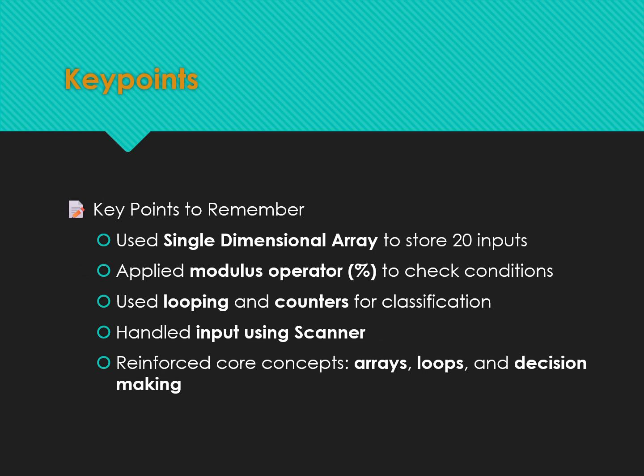Let's go over the key points we've covered in this program. First, we used a single-dimensional array to store 20 numbers entered by the user. We used the modulus operator, that's the percentage sign, to check if numbers were even or divisible by 4. A for loop helped us cycle through the array, and we used counters to track each category. Input was handled using the Scanner class, a standard tool in Java for reading values. Overall, this program helped reinforce the use of arrays, loops, and condition checking, 3 core concepts in Java programming.